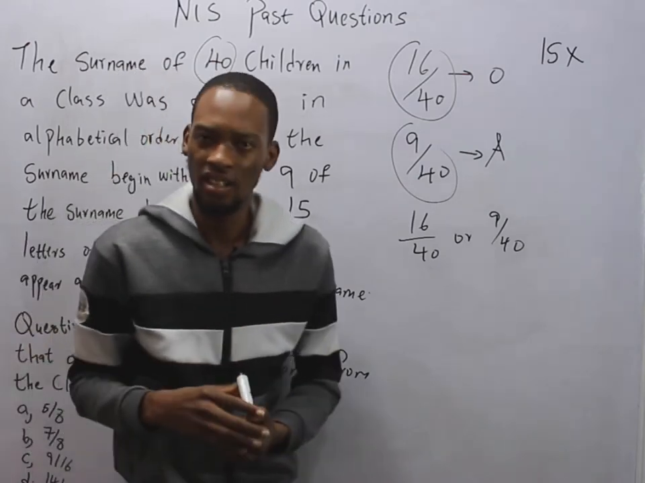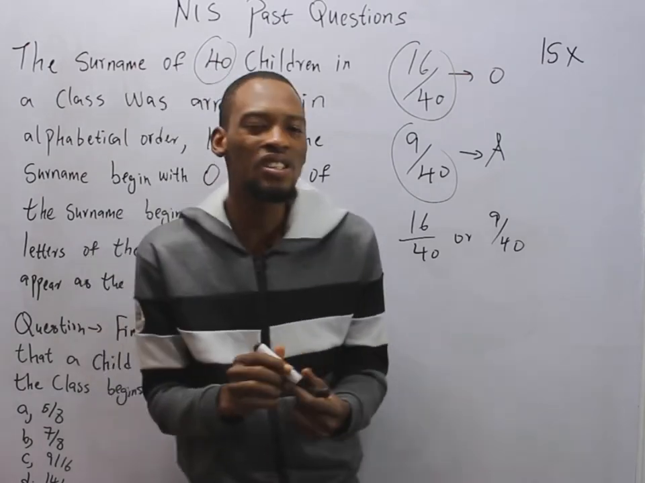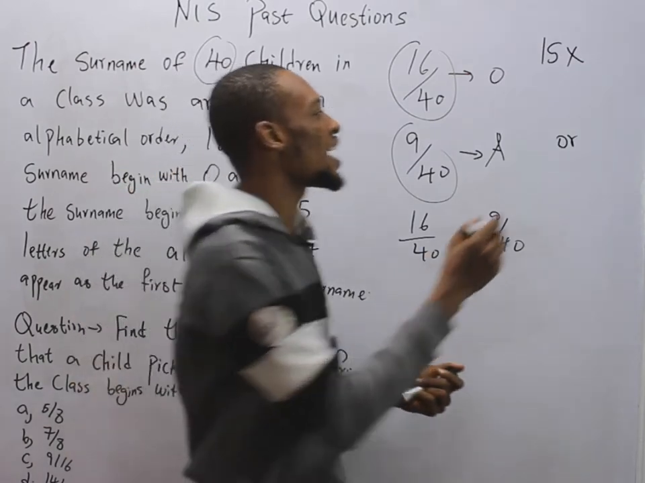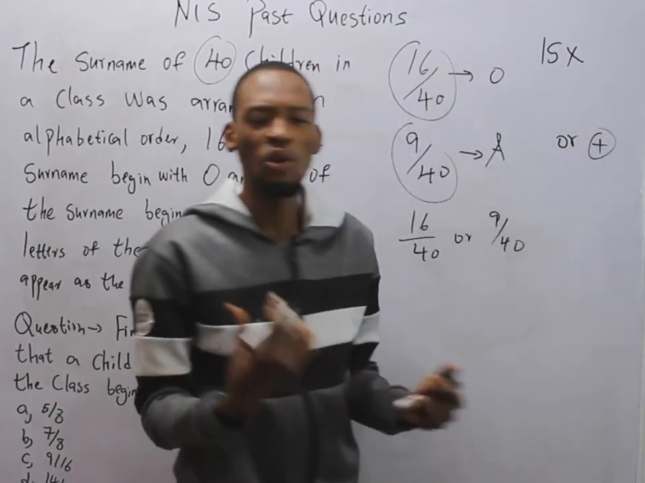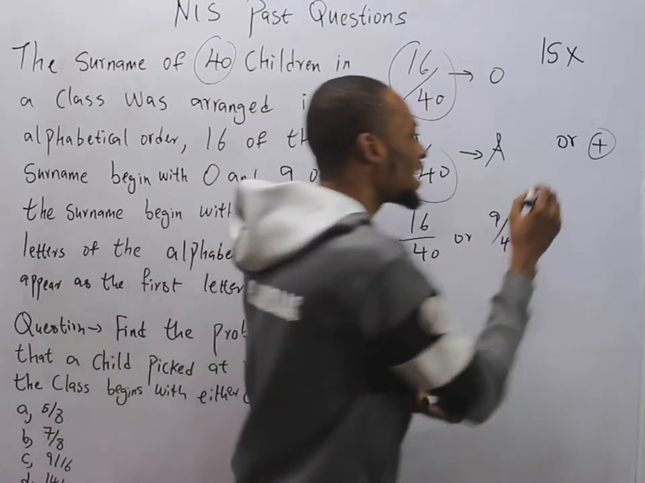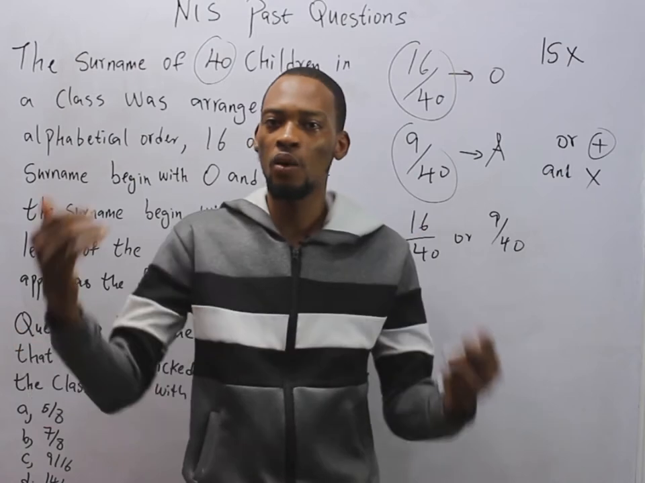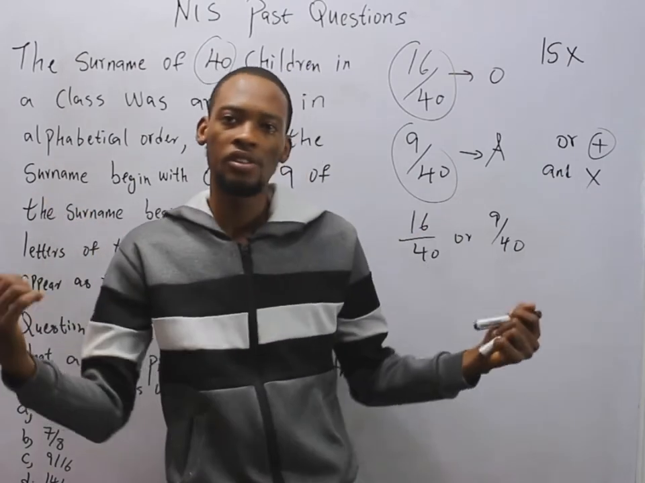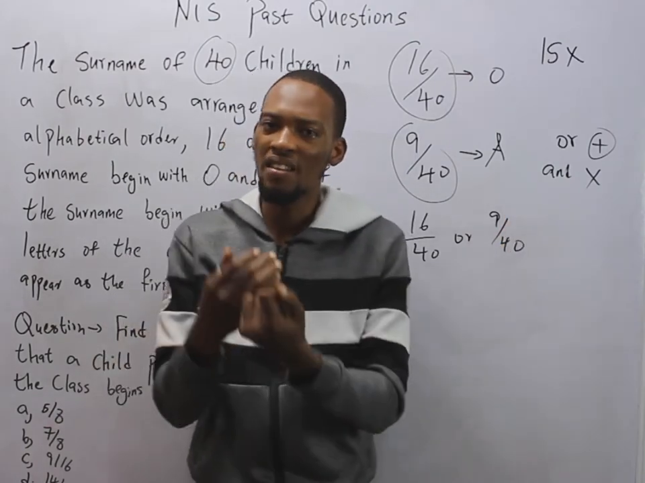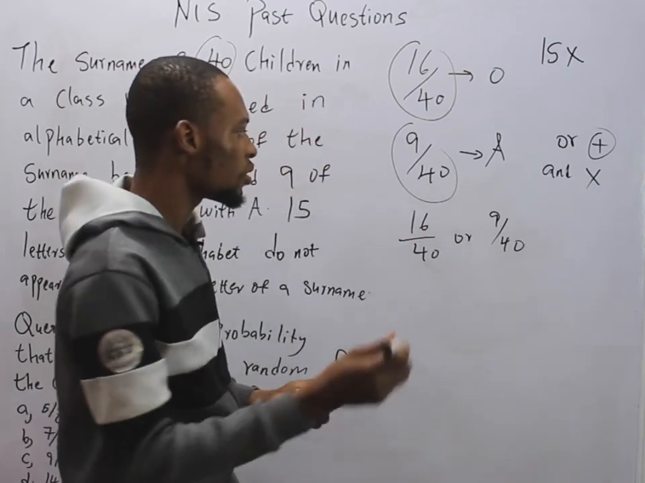Now, take a look at this. Anytime you are given a probability question and they say find the probability of this or that, when there is "or", you add. When they say probability of this and that, when you have "and", you multiply. This is because "or" means at least one of them, while "and" means both. So "or" means plus and "and" means times. In this case we are dealing with probability of this or that, so "or" has to do with plus.